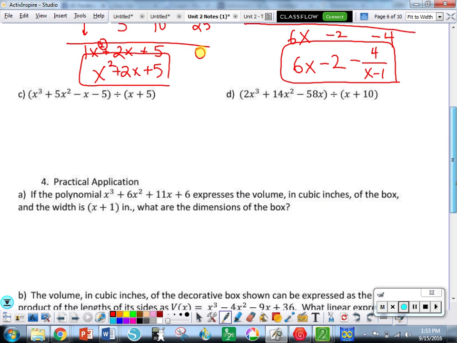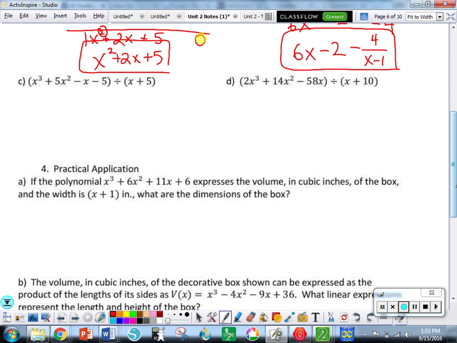Let's do it again. Okay, you set up this top. You set up the inside. What is it? Good. Try it.